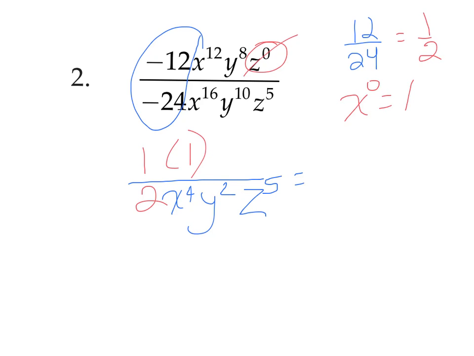And now we can simplify a little bit. 1 times 1 is 1. So we're going to have 1 in the numerator of this fraction. Then 2, x to the 4th, y squared, z to the 5th.